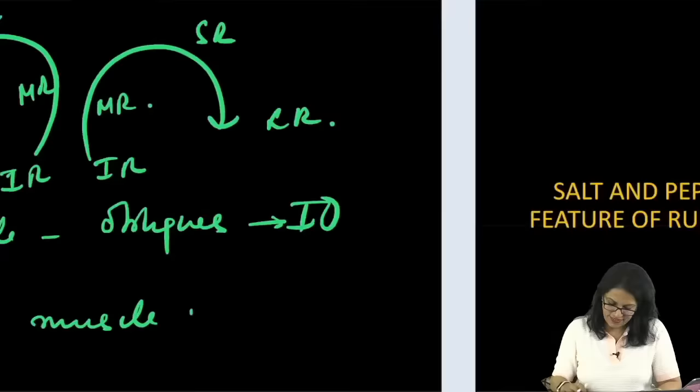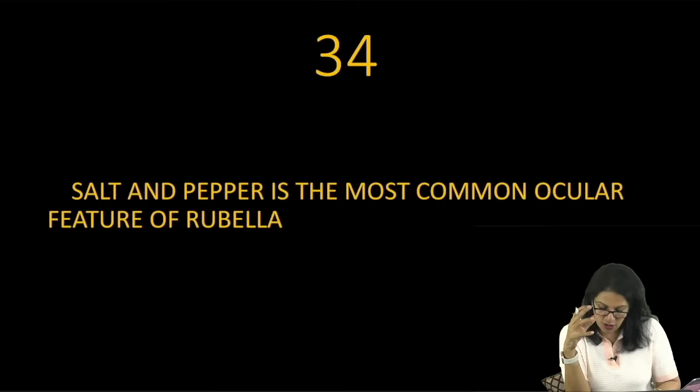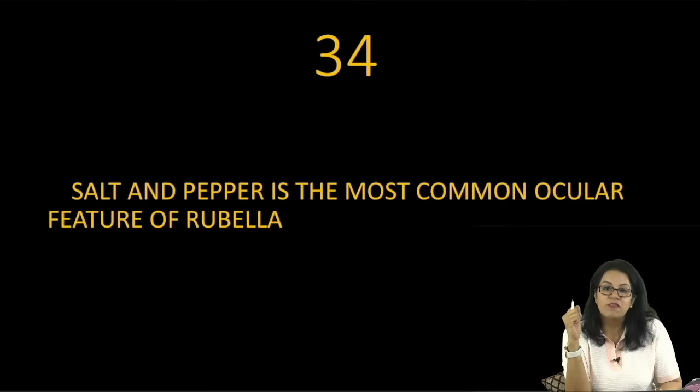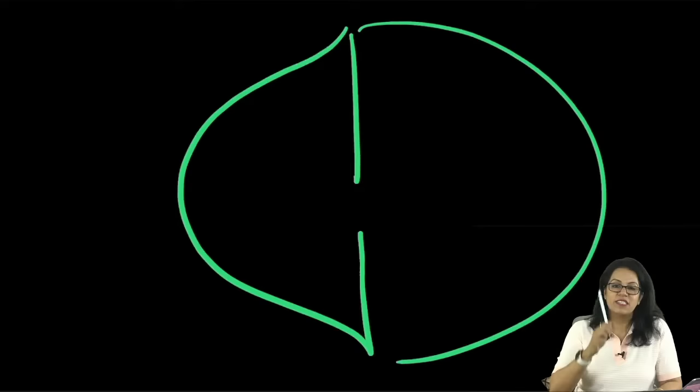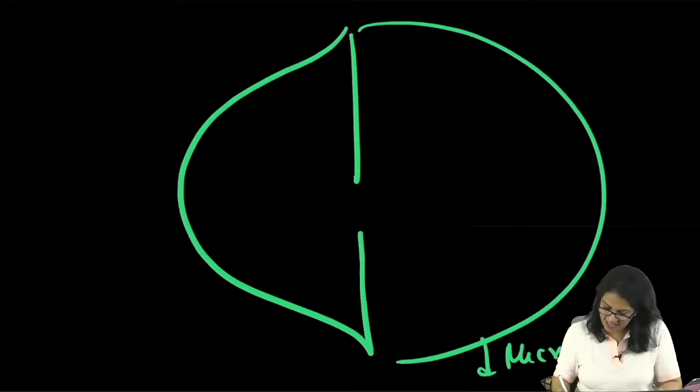Salt and pepper is the most common ocular feature of rubella. Correct or not correct? Salt and pepper what? Fundus, of course. So, salt and pepper fundus. What are the ocular features of rubella? Any ocular feature you want to learn, make a diagram. Think yourself, outside to in. What do you get in the eyeball in rubella? Microphthalmos, a small eye.